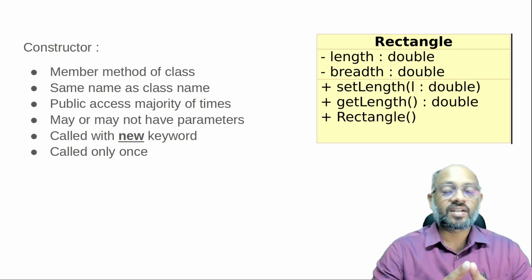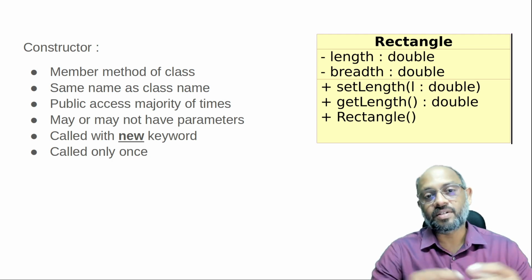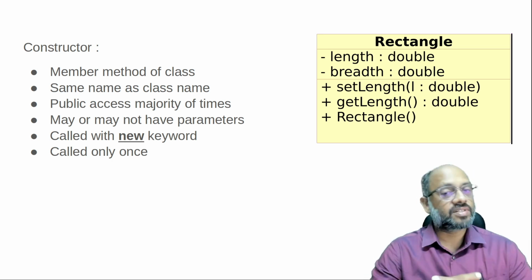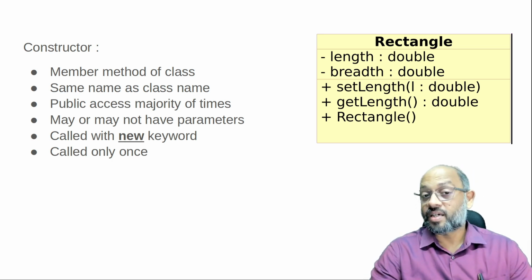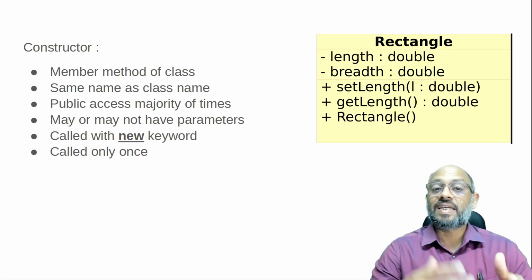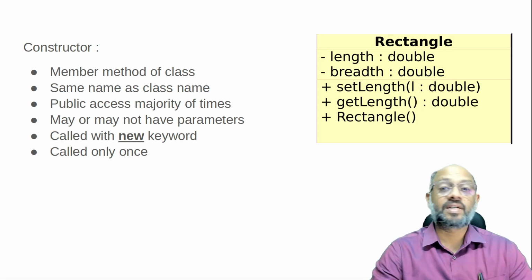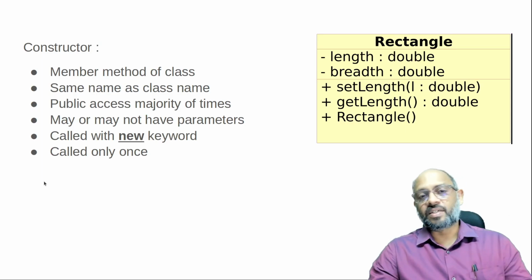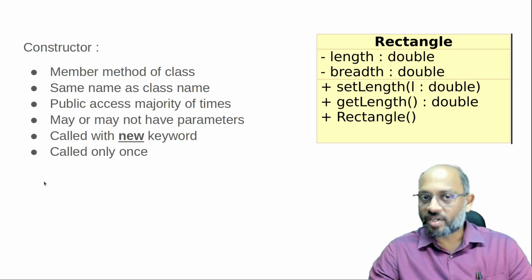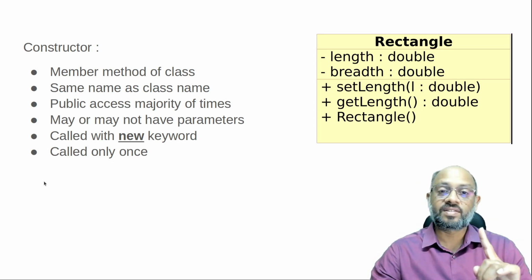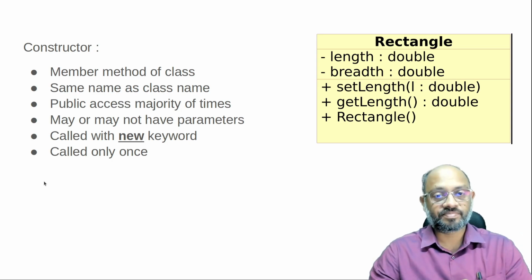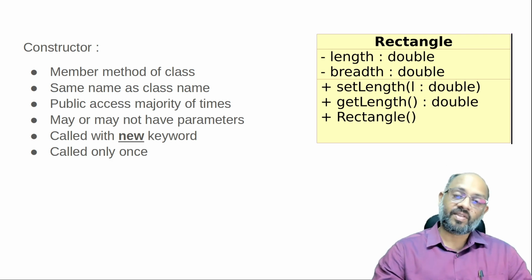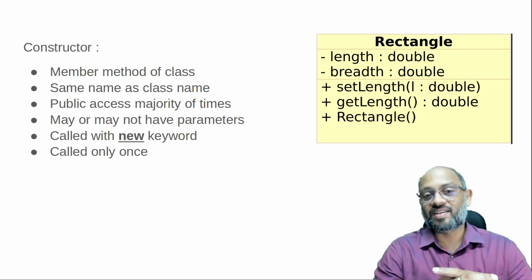In many cases, a constructor is defined with public access. This kind of constructor sometimes has parameters and sometimes doesn't. Another difference between a constructor and other methods is that other methods can be called with the instantiated reference variable, but the constructor is called only with the new keyword. Other member methods can be called as many times as the developer wants, whereas the constructor is called only once with the new keyword.